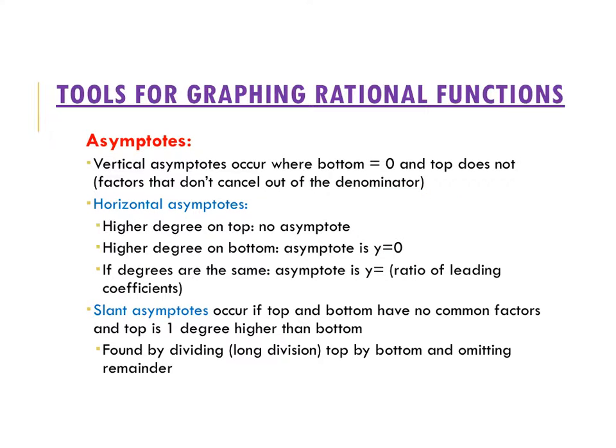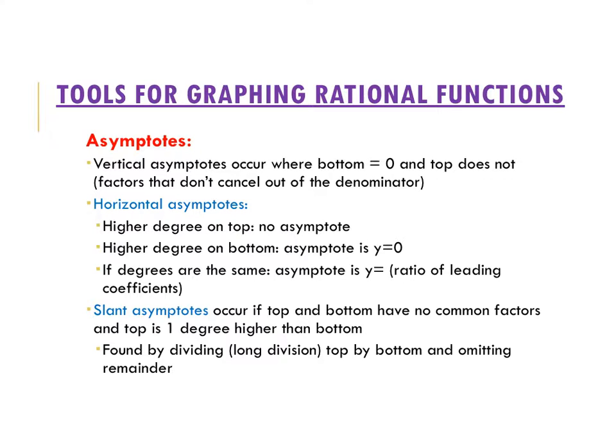For example, if we had f of x equals x squared minus 2 all over x, notice that the degree on top, which is x squared, is higher than the degree on the bottom, which is just 1. We would consider there would be no horizontal asymptotes here.